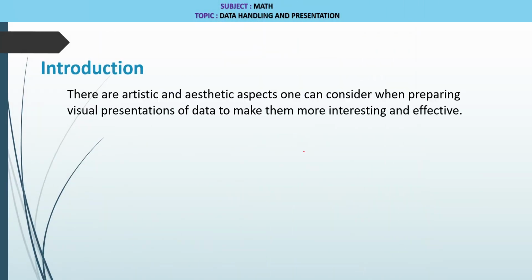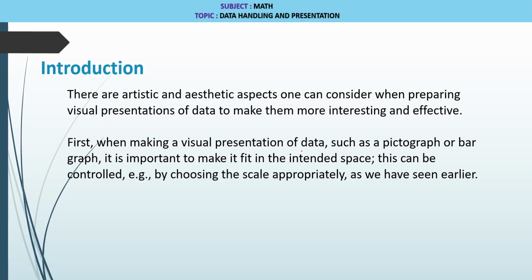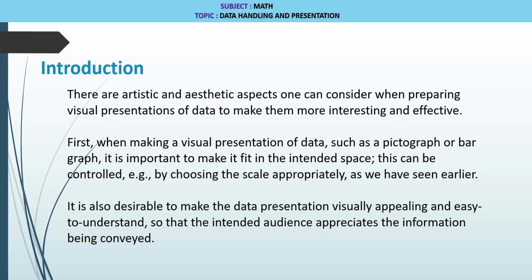Introduction. There are artistic and aesthetic aspects one can consider when preparing a visual presentation of data to make it more interesting and effective. First, when making a visual presentation of data, such as a pictograph or bar graph, it is important to make it fit in the intended space. This can be controlled, for example, by choosing the scale appropriately, as we have seen earlier. It is also desirable to make the data presentation visually appealing and easy to understand so that the intended audience appreciates the information being conveyed.